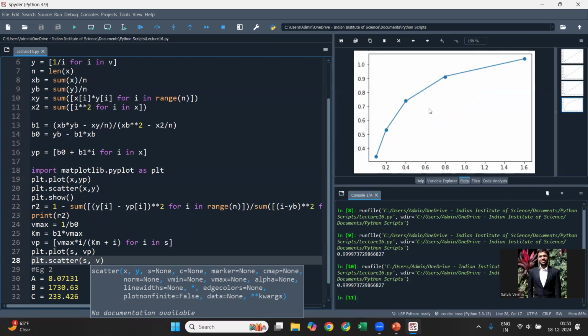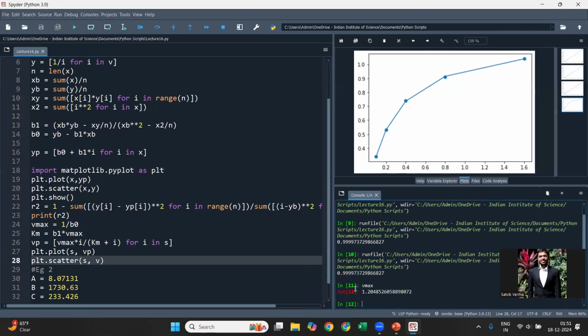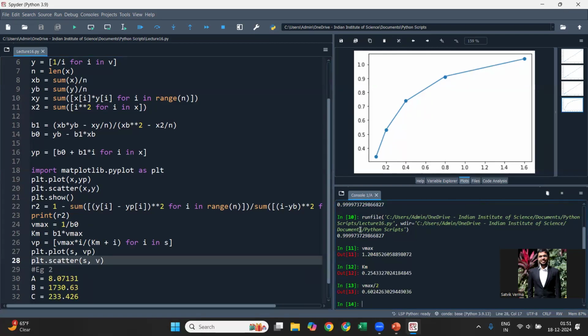you see the curve looks something like I showed you in the slides. So it's something like this. The curve is something like this. And this asymptotically reaches Vmax. So let's just see what is the value of Vmax. So Vmax is 1.2. So you see over here, it's going slightly above 1. So it's approximately reaching 1.2. And if you see Km is 0.25, which is somewhere here. And if I see Vmax by 2, that is 0.6. So you see from this equation, 0.25 is somewhere here itself.